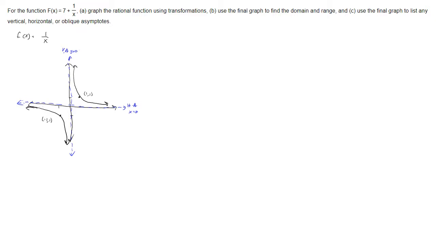So now we have to ask ourselves what happens to this function. Well, to go from here to here, what happened is that we added 7 to the function. And we know that this means we have a vertical shift of 7 units in the positive direction, or up. So that's exactly what's going to happen to this function. It's going to go up by 7 units.